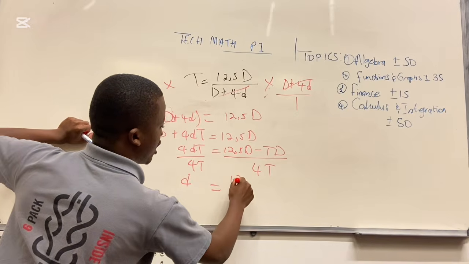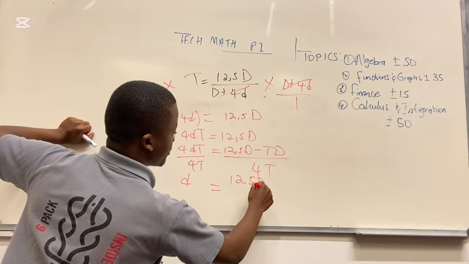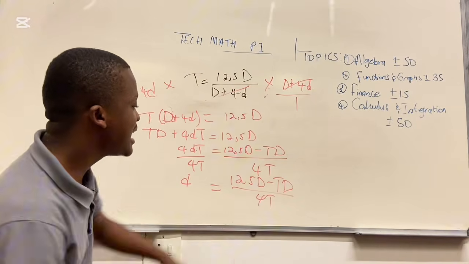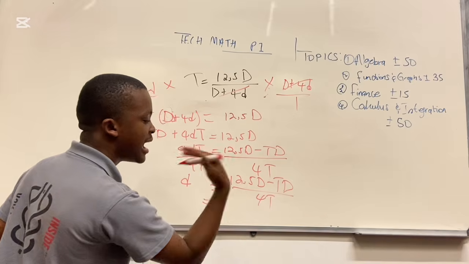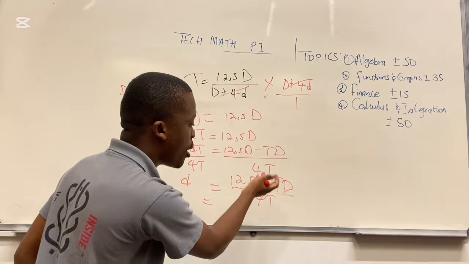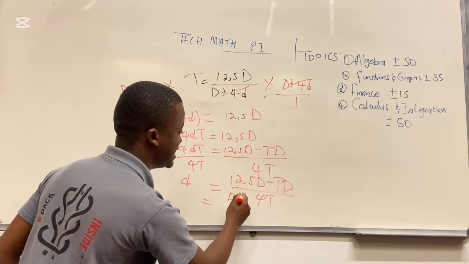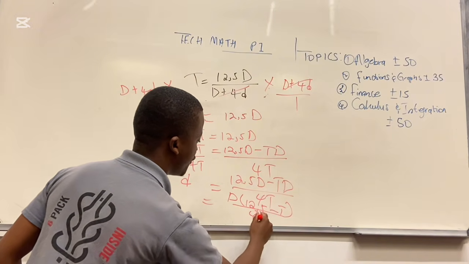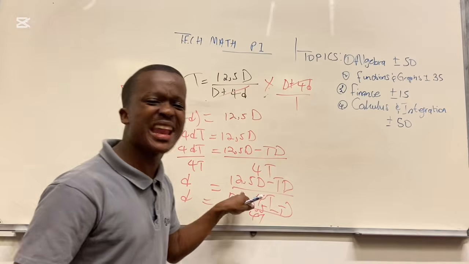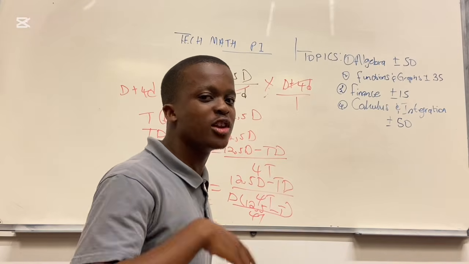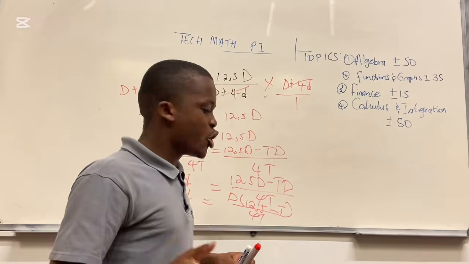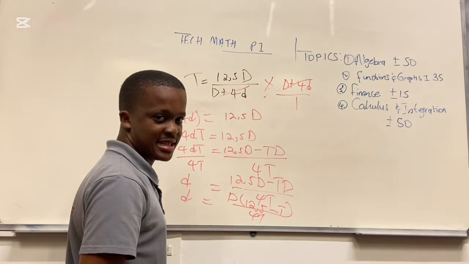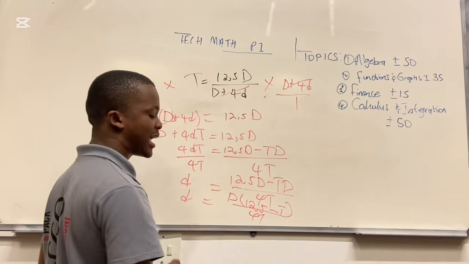With d on one side, 12,5D minus TD over what? 4T. Now we can take the D, the bigger D, as a common factor because it's common. So we can say d is D times 12,5 minus T over what? Over 4T. That is your d. It doesn't matter if you want to simplify further or not, as you can see, D is common. You can take D as your common factor. Then you get your small d.